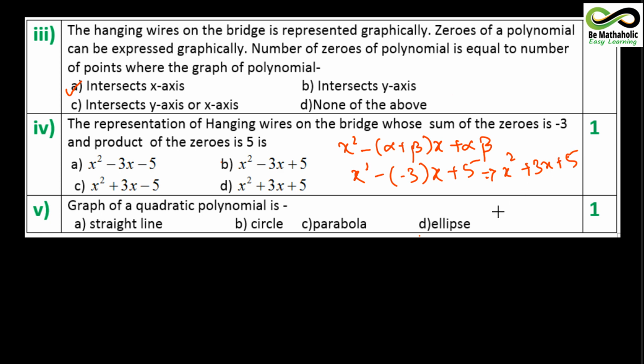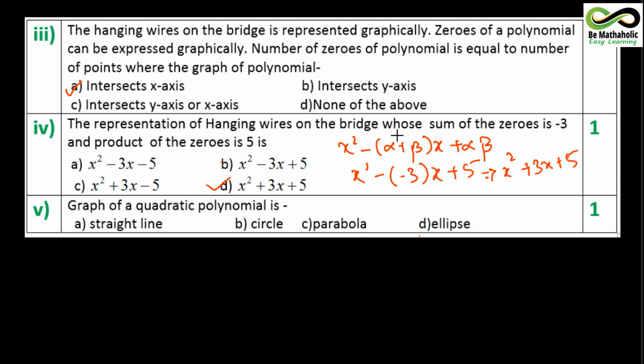So which option do you think is correct in this? This is the one which is the correct option over here, because it is satisfying the given relation. So please be very careful: when the sum of the zeros is -3, you have to just substitute so that it will become a plus sign, and this is the right option.